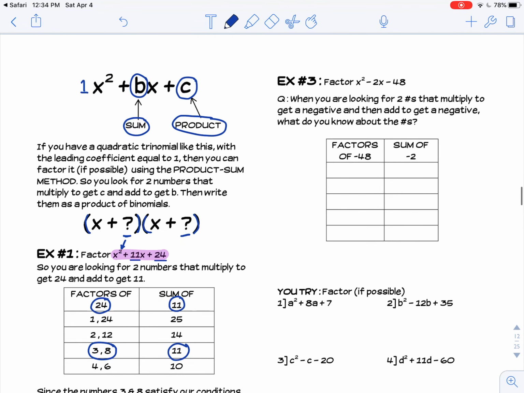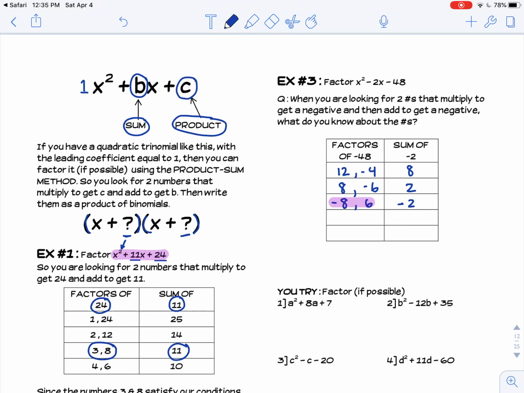Okay. Let's do another example. x squared minus 2x minus 48. We could do 12 and -4, but we would get a sum of 8. We could do 8 and -6. We would get a sum of 2 and a product of -48. We're close. We could do -8 and 6. Get a product of -48 and a sum of -2.